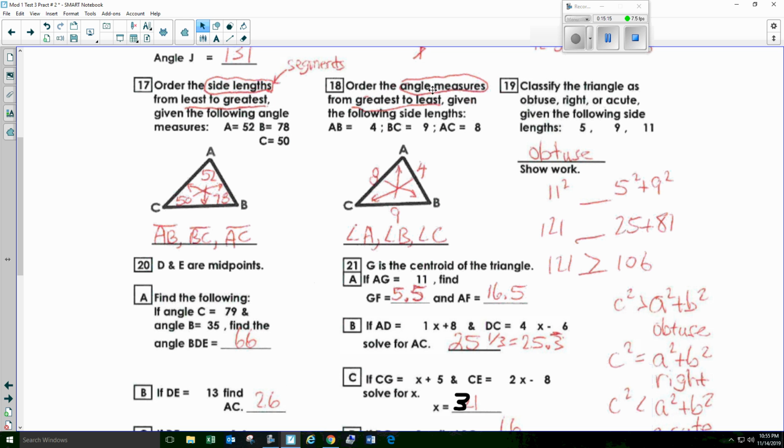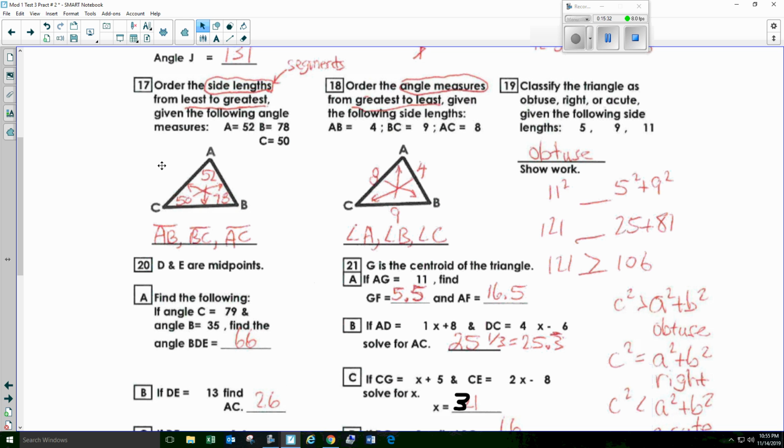Number 18 says order the angles. And we had people writing side lengths on this one down here for some reason. So you missed everything on both of them. Read the directions and follow the directions. And then you have to order it from least to greatest on this one and greatest to least on this one. You got to pay attention to the order.